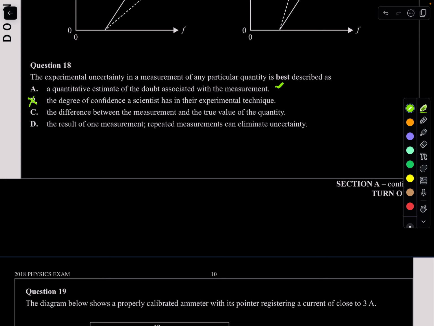You're not confident. C, the difference between the measurement and the true value of the quantity. Nope. D, the result of one measurement repeated. So repeated measurements can eliminate uncertainty? No. Look, repeated measurements can decrease the random error, but they're not decreasing the systematic error, because systematic error is related to the equipment that you're using. And that's not going to eliminate all the uncertainty. So it is wrong. So choose A. A does describe what uncertainty is. A quantitative estimate of the doubt associated with measurement.